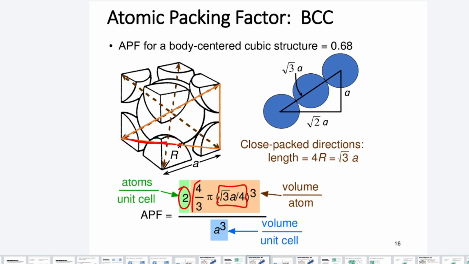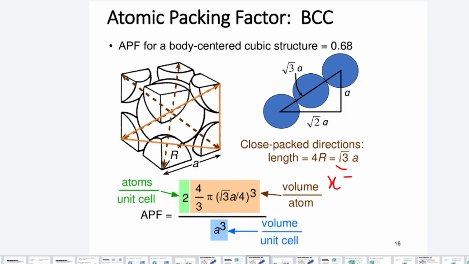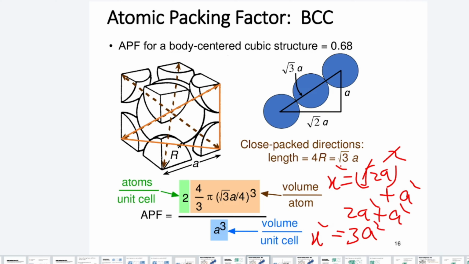So now take this orange triangle. In the orange triangle, you have one side is this one, another side is this one, and the hypotenuse is equal to under root 3A. You know how it is equal, right? Let's say the hypotenuse is X. So X square is equal to under root 2A square plus A square, right? So the square can be cancelled with the under root, and it will be 2A square plus A square, so 3A square.